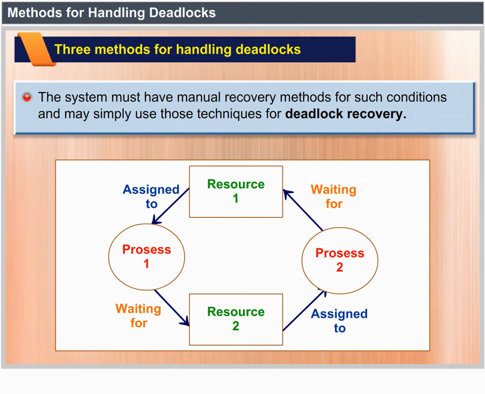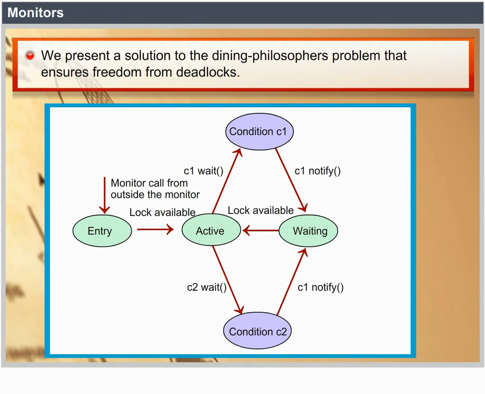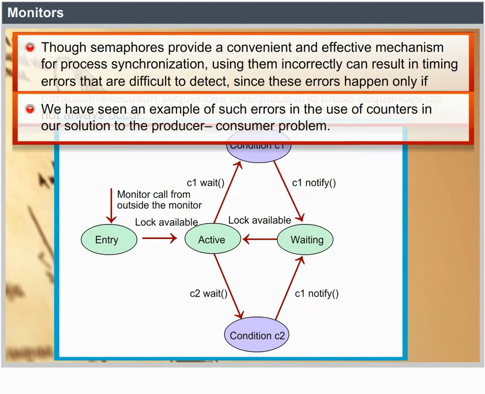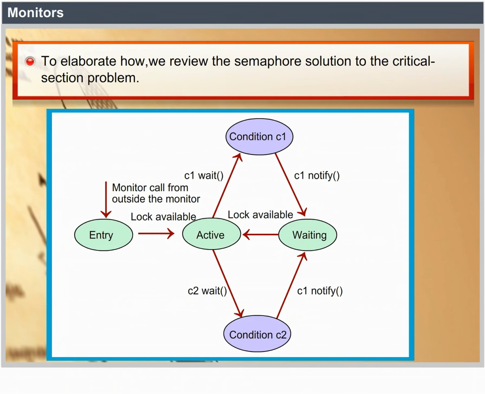Monitors. We present a solution to the dining philosophers problem that ensures freedom from deadlocks. Although semaphores provide a convenient and effective mechanism for process synchronization, using them incorrectly can result in timing errors that are difficult to detect, since these errors happen only if particular execution sequences take place, and these sequences do not always occur. We have seen an example of such errors in the use of counters in our solution to the producer-consumer problem. To illustrate how, we review the semaphore solution to the critical section problem.